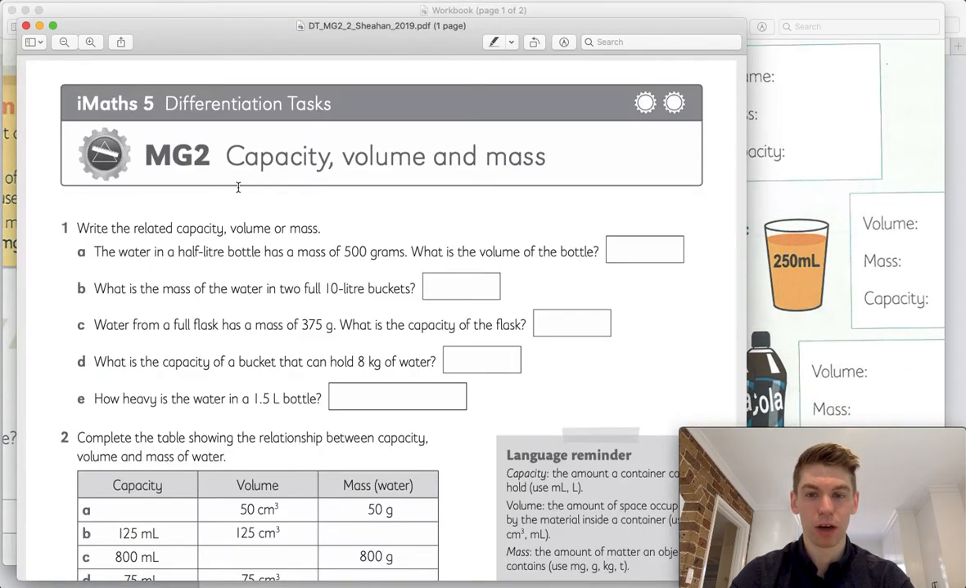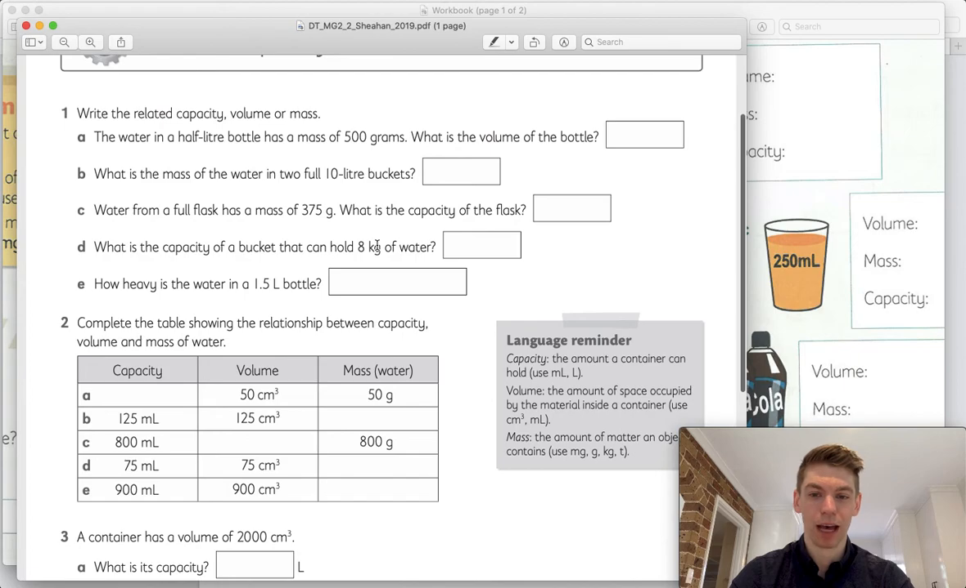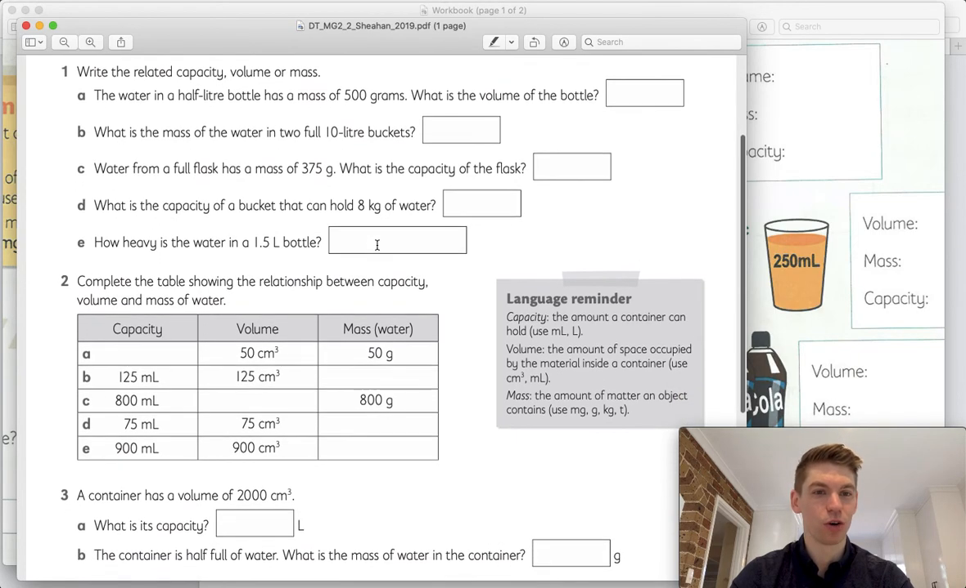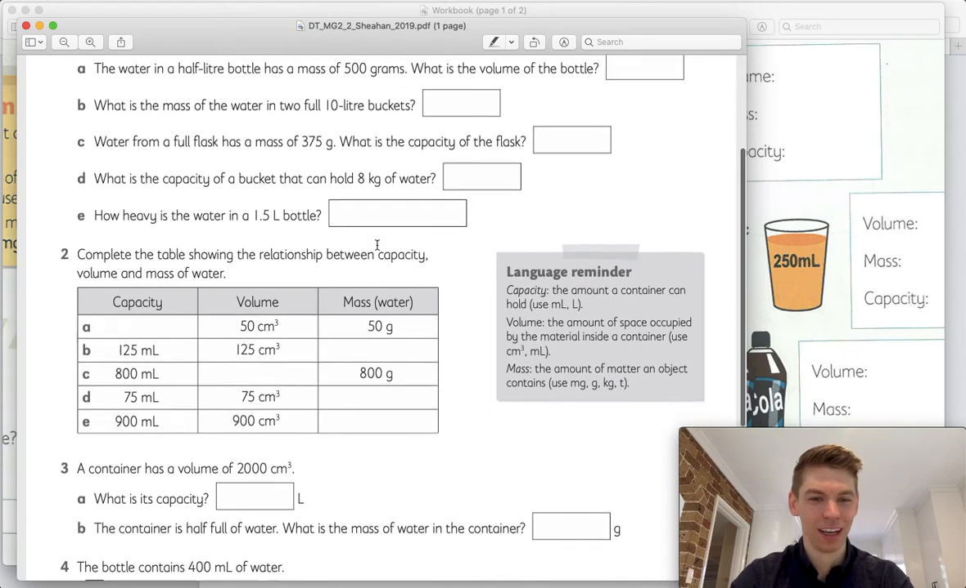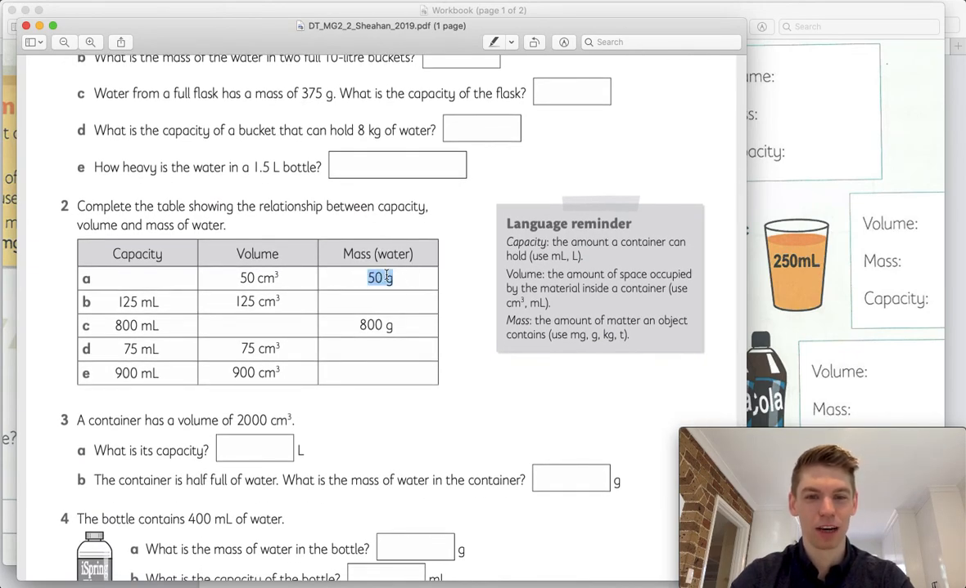And pretty much same here, year 5. It's all about attention to detail, working carefully, thinking hard, and double checking. Double check. Okay, so same over here. 50 grams of water takes up 50 centimeters cubed of space, which would be 50 mil capacity.